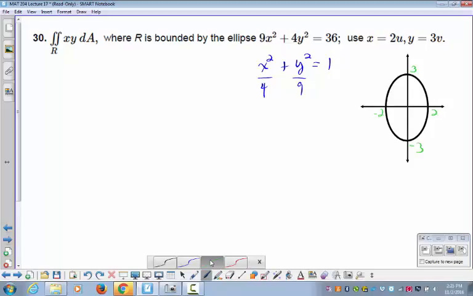So I just want to clarify real quick. What we're doing here is finding the volume under that curve, the function xy, over that elliptical domain. So that's down in the xy plane, and we're finding the volume under this surface. This surface is some undulating thing above the xy plane, and we're finding the volume between that surface and that ellipse. That elliptic domain is in the xy plane.